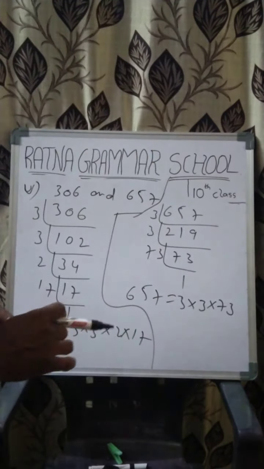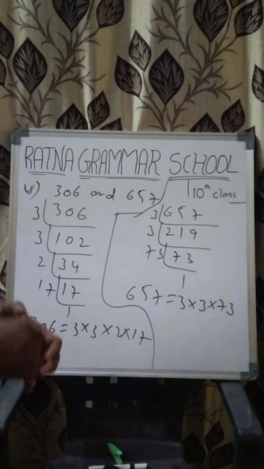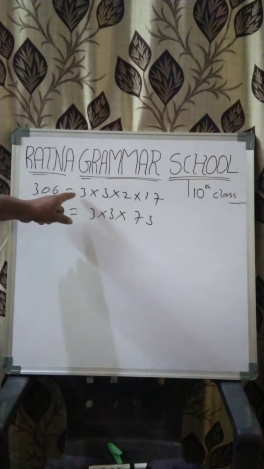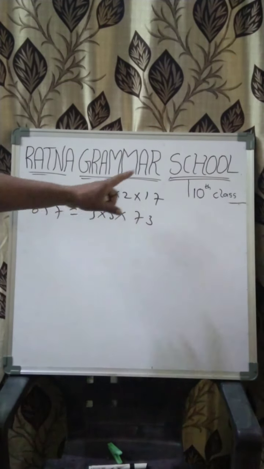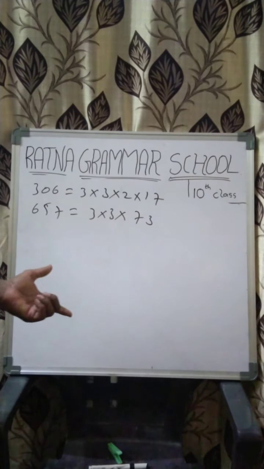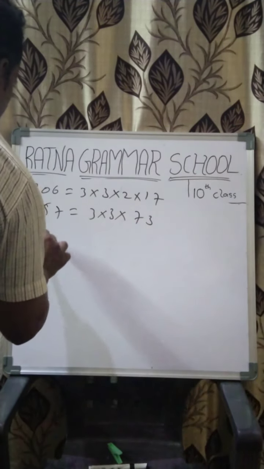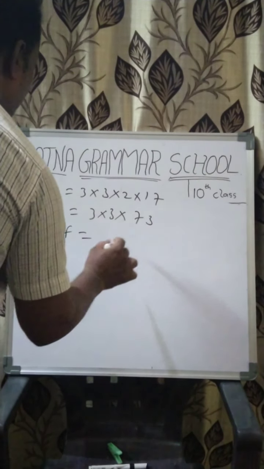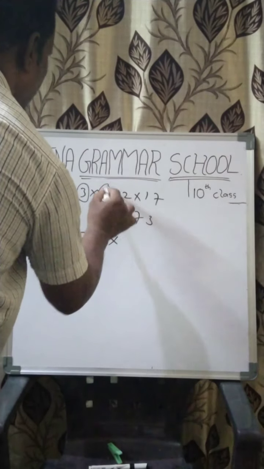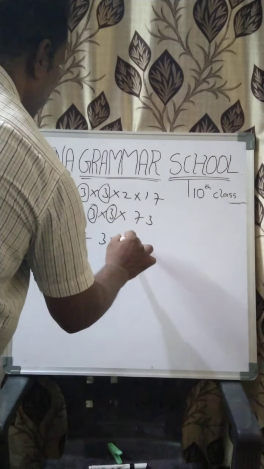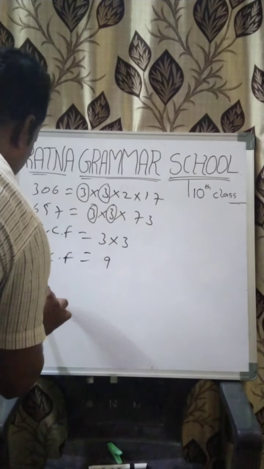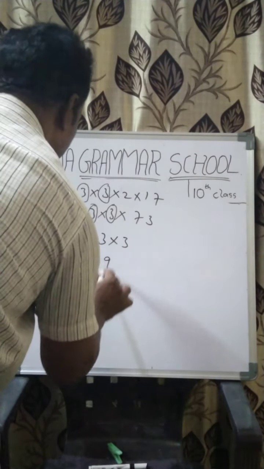Now we can find the HCF and LCM. So 306 is equal to 3 into 3 into 2 into 17, and 657 is equal to 3 into 3 into 73. Now HCF is equal to what is common: 3, again 3. So 9 is the HCF.